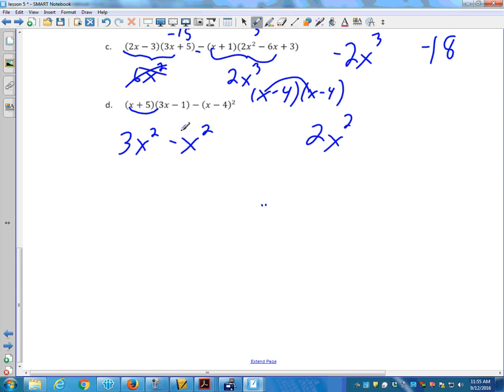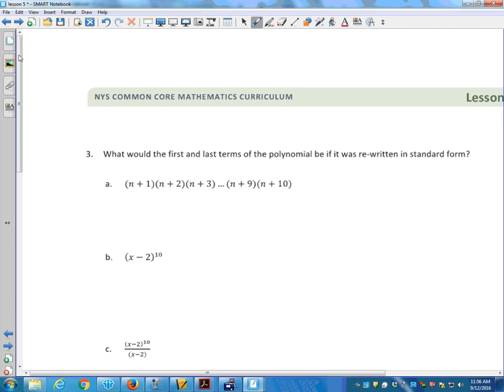And now we talk about the constant. The constant here would be 5 times negative 1, which is a negative 5. Over here, you'd have a negative 4 times a negative 4, which is a positive 16. But again, it's a subtraction problem. So my last term would be negative 21. So the first term, last term thing, if you want to do the whole problem and get the answer, you can. I just think you'd be wasting some time there.